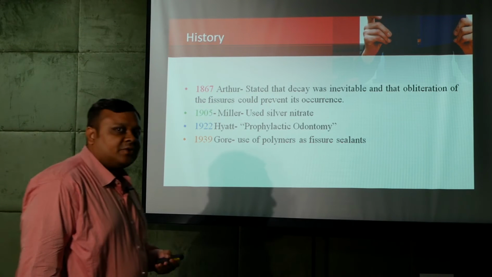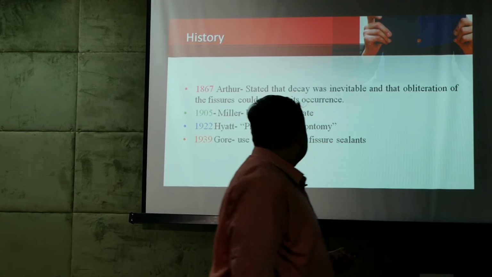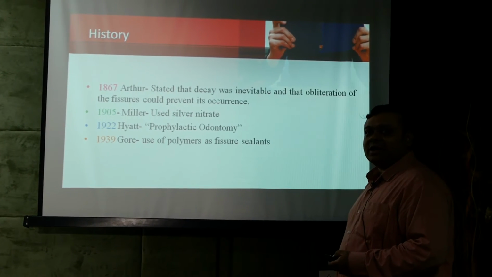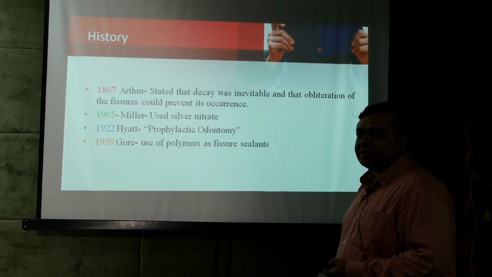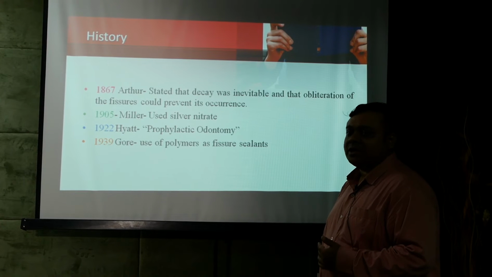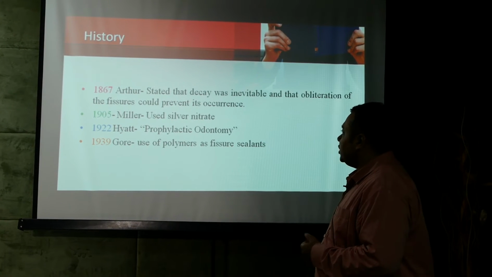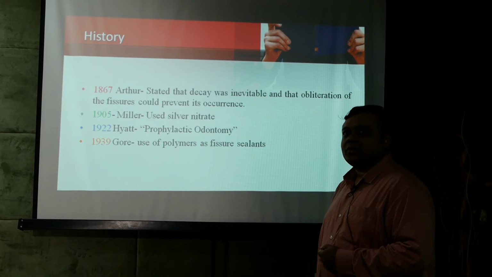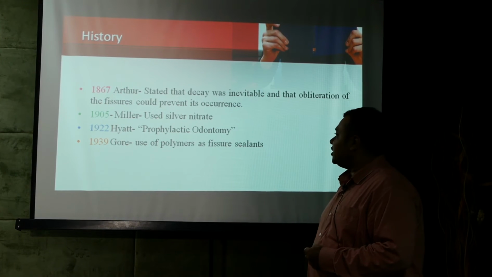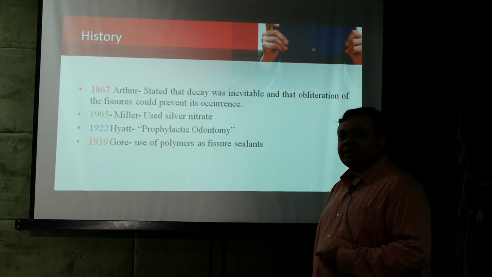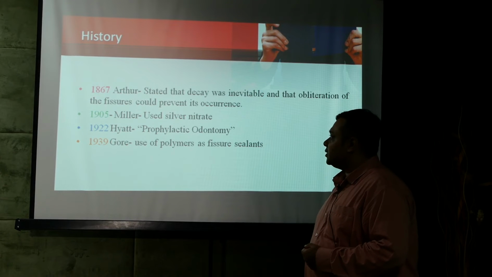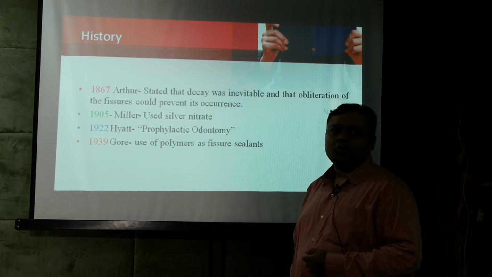So coming to the brief history of pit and fissure sealant, in 1867 Arthur stated that decay is inevitable. Like, we cannot say that decay cannot be avoided. It cannot be avoided, it can be prevented. So he gave the concept that it can be prevented. In 1905, Millard introduced the use of silver nitrate for caries prevention. In 1922, Hyatt told a concept of prophylactic odontotomy.